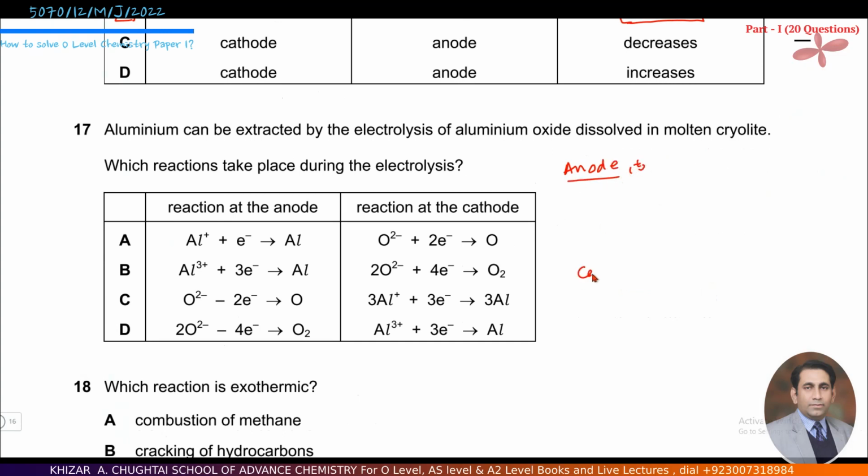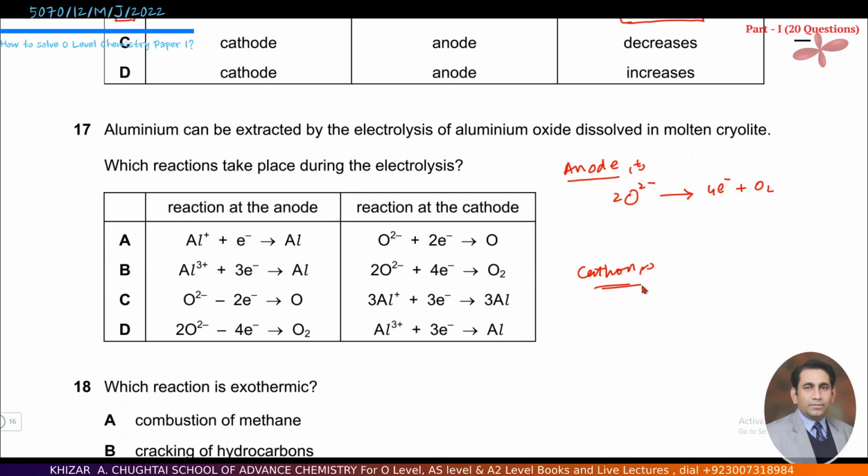Anode and cathode. At the anode, there is the formation of oxygen. O2 minus is going to lose its electron, and it can make oxygen. You can say 2 moles of O2 negative ion, 4 electrons are lost, and it's going to make O2. Overall, you can see that this is the correct option, or the correct variant.